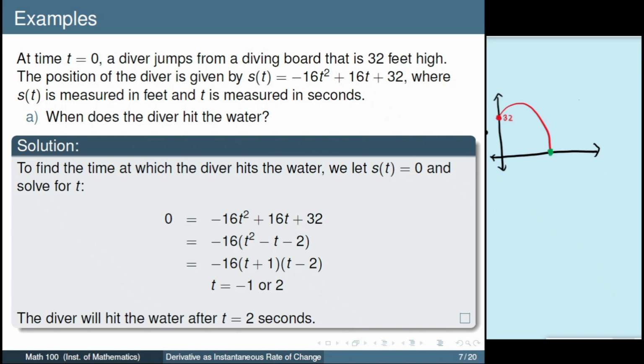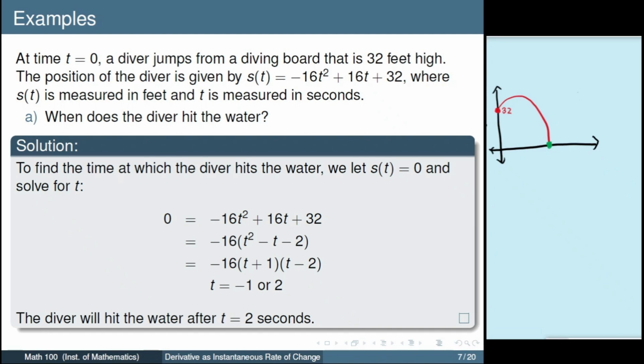2 seconds. Okay? So for letter A, we have the first function that we're going to talk about in rectilinear motion, which is s of t. Or this is called the position function again. Let me denote this as s of t.